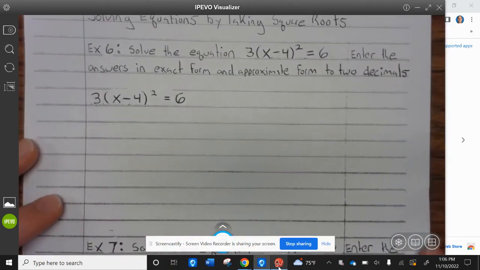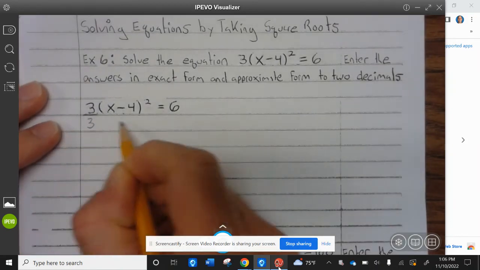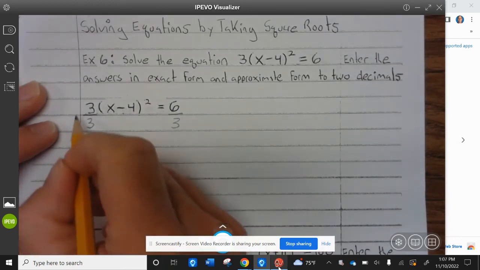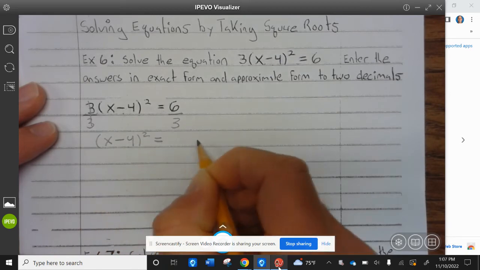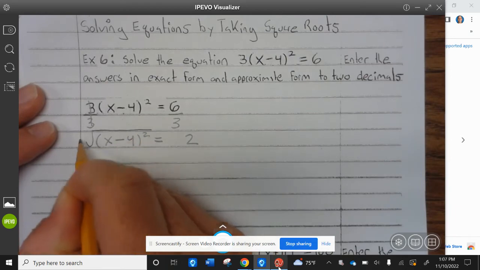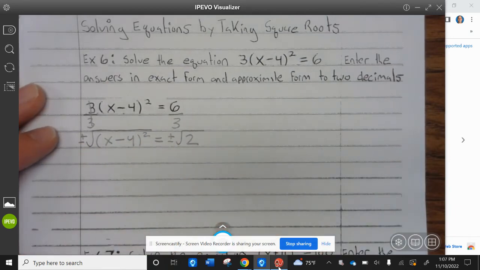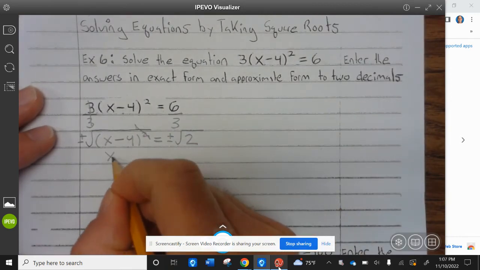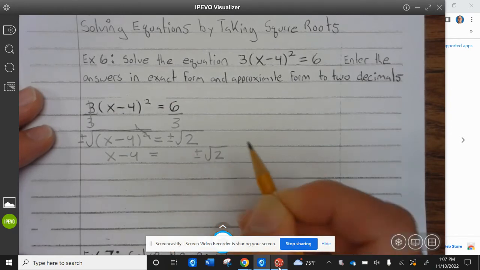All right, example 6. Solve the equation 3 times x minus 4 squared equals 6. Okay, so the first step is you're going to divide both sides by 3. 3 divided by 3 is 1. You get x minus 4 squared equals 2. We're going to take the square root of both sides. Remember, that's plus or minus. Cancel, then we get x minus 4 equals plus or minus the square root of 2.